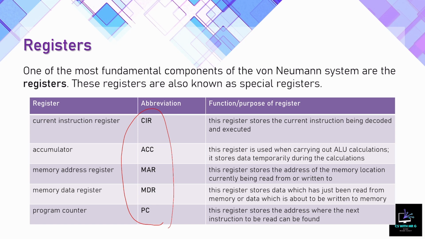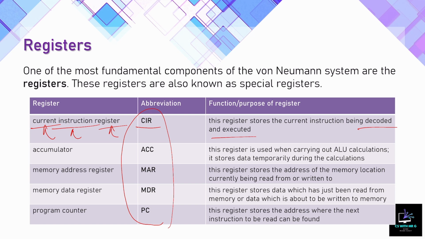Okay, so the first one, the CIR, is the current instruction register. This register stores the current instruction that's being decoded and executed by the CPU. So whatever instruction the CPU is doing at that very moment in time, this will be stored in the CIR. And again, the clue is kind of in the name because it's the current instruction that's being executed. So the CIR, if you remember what it stands for, you should be okay.